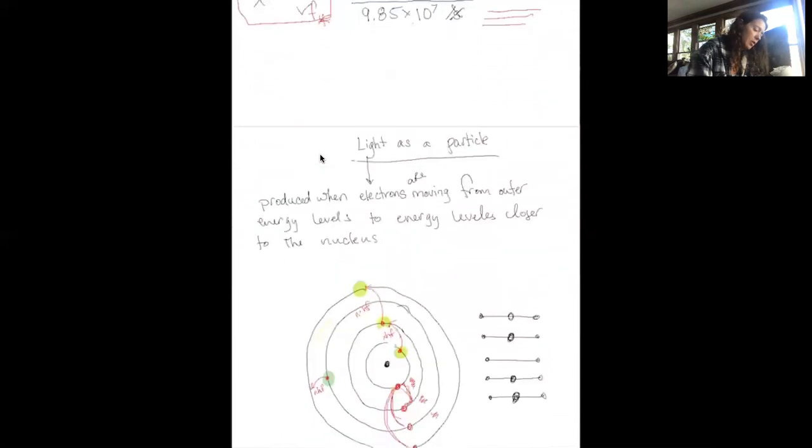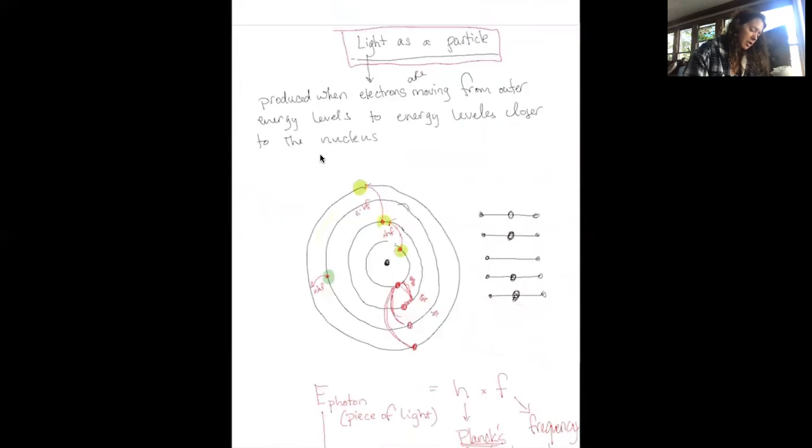We then talked about light as a particle. We said that light is given off when the electrons move. The energy of the light that's given off is related to it's either this, which is hν, or maybe we went all the way from here to here, which would be multiple hν's combined.